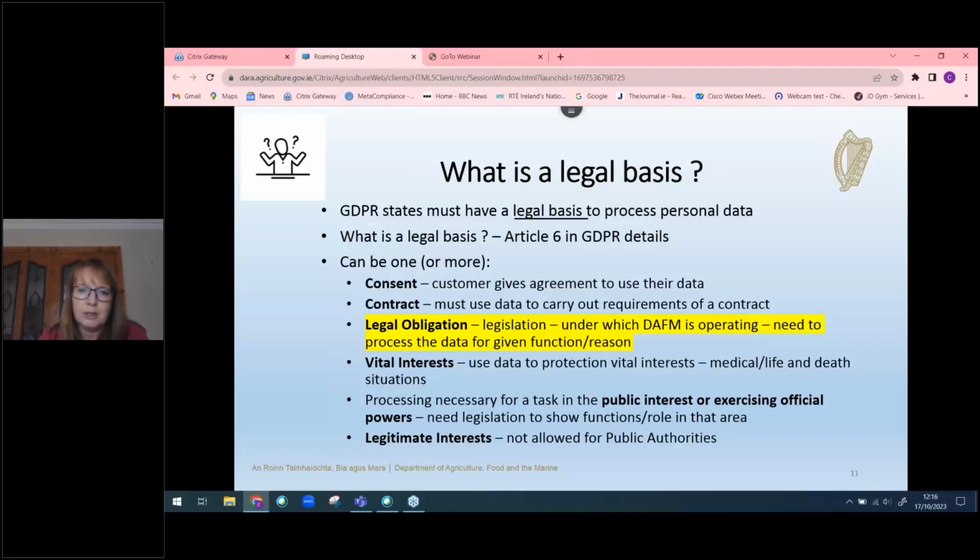And legitimate interests. That is used in the private sector quite a bit, but it is not something that's open for public authorities to use. So the reason legal obligations is highlighted is because that is the legal basis the department uses in about 90% of our processing. The reason we handle and make decisions around personal data is because we're legally obliged to carry out a function, and that function is in legislation.